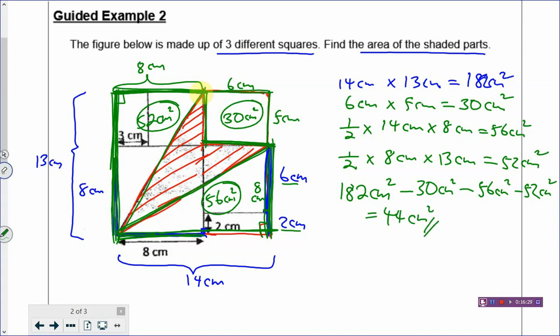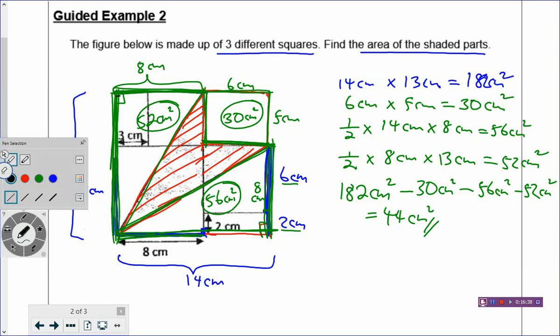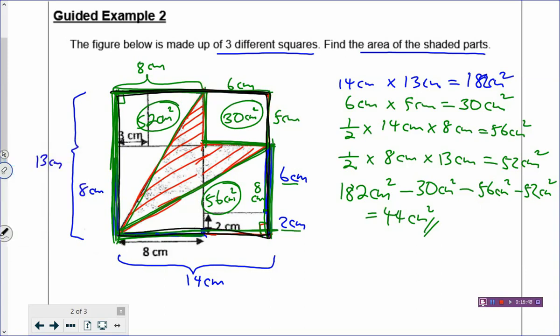Alright, so how many marks is this? This is a 4-mark question. So how do you find the shaded part? You create a nice figure. And that nice figure is usually, okay, it can be a rectangle, square, or a triangle. So create a nice figure, and then after that, what do you do? You take out nice figures that you don't want.